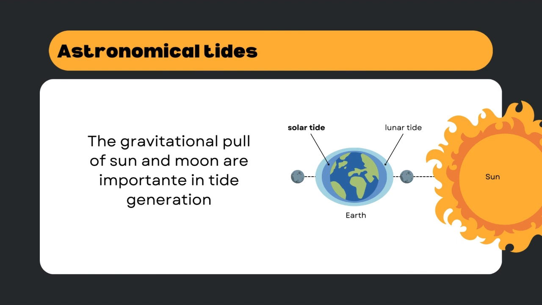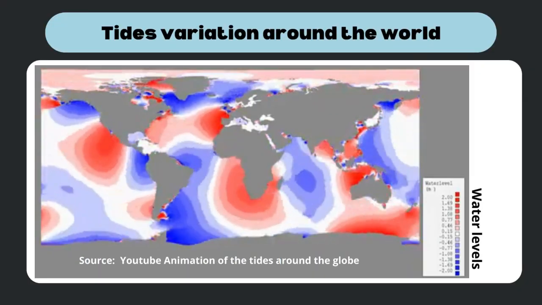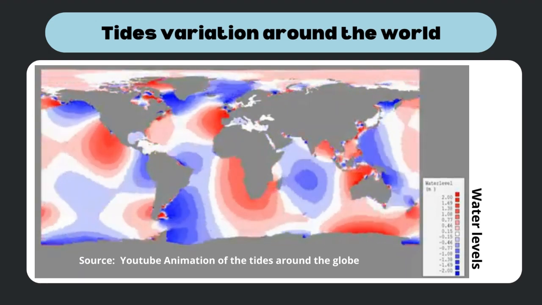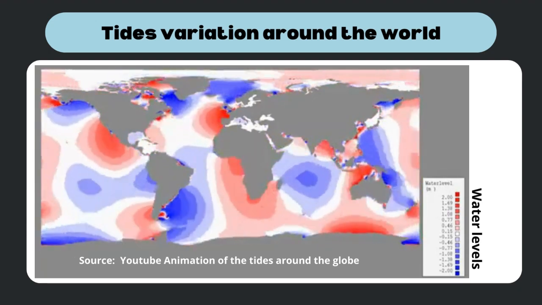As you already know, the gravitational pull of the Sun and Moon are important in tide generation. However, the configuration of the oceans and coastlines will also have a significant effect on tides' behavior. So, the theoretical tide described in the previous session is not exactly real.